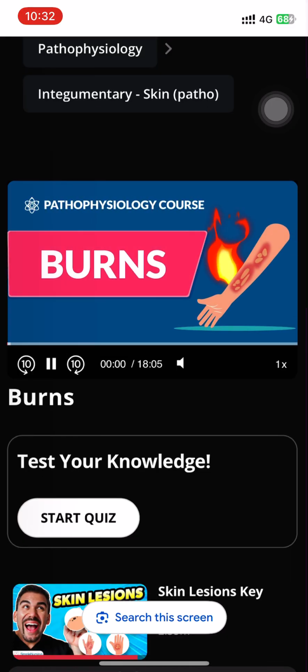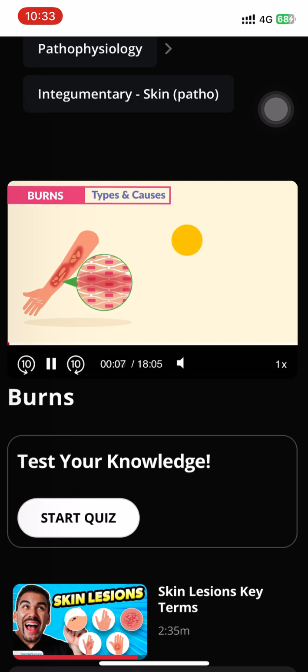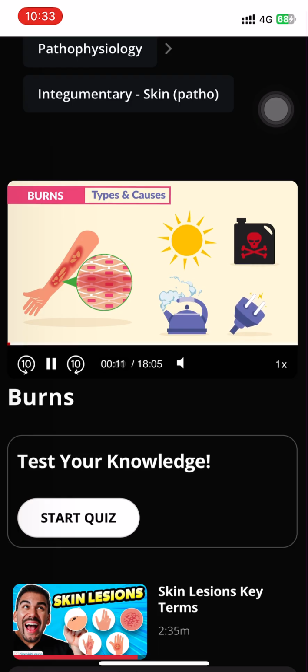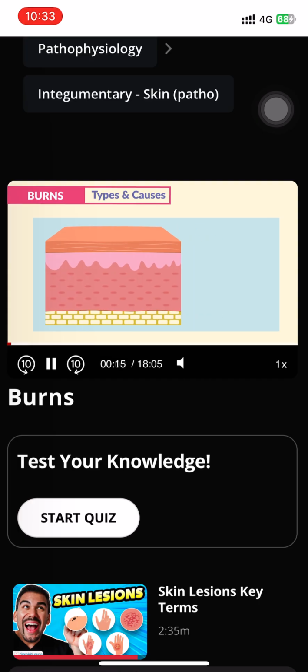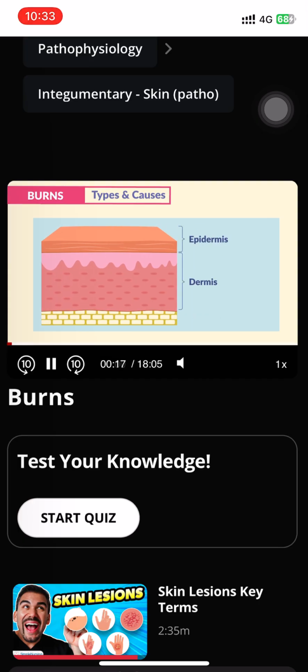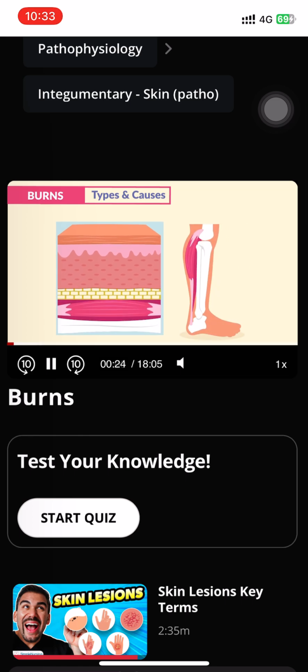Our next topic is burns. Burns are injuries caused by direct tissue damage from exposure to either the sun, chemicals, thermal, like boiling liquids, and even electricity. Now, as you know, the skin is made of 3 layers: the epidermis, the dermis, and the subcutaneous tissue, that fatty, bubbly-looking tissue.